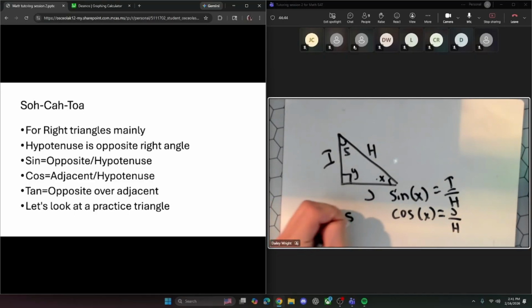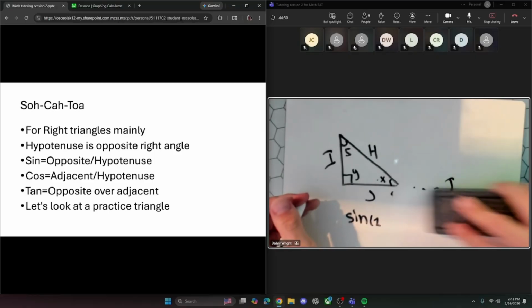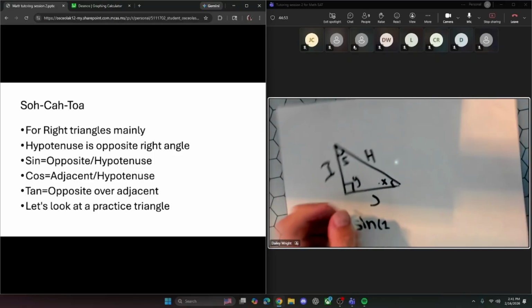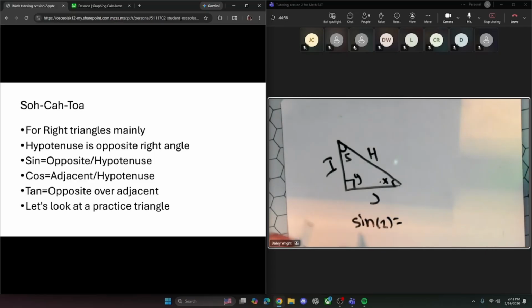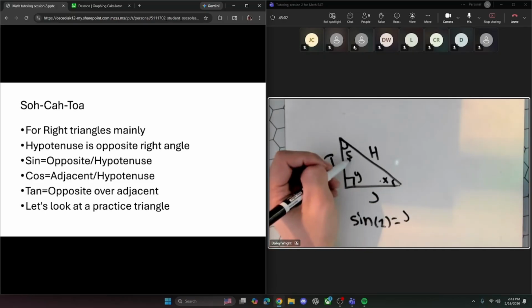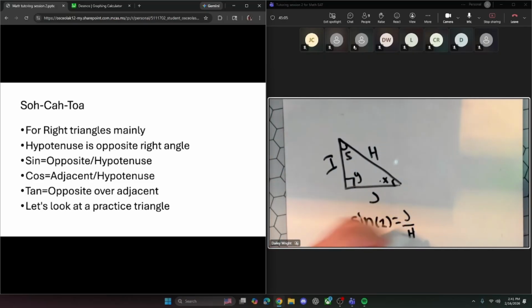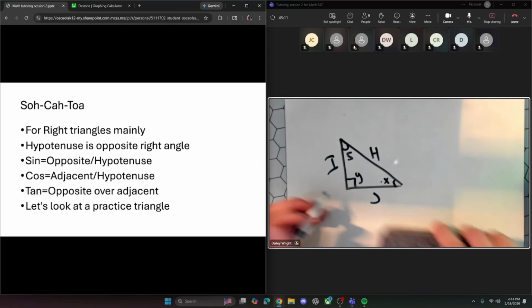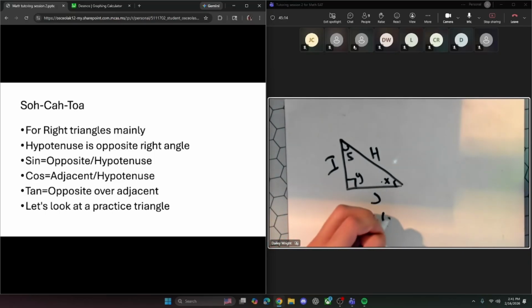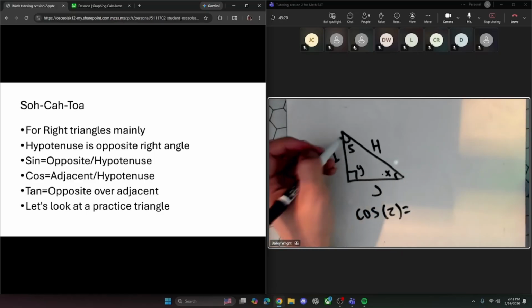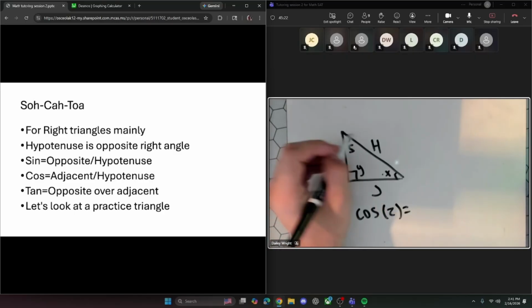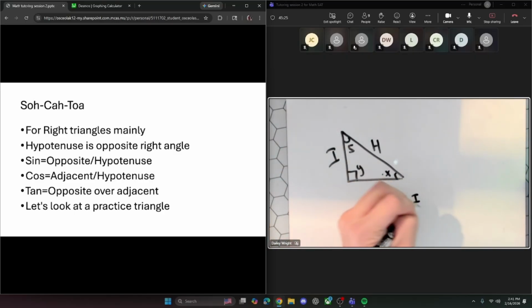Sine of Z, let me put that in a better spot, I'll just eliminate these two. Sine of Z would be opposite of the angle, which is J, over the hypotenuse, which is H. And then cosine of Z, adjacent of Z is I, and hypotenuse is H, so it would be I over H.